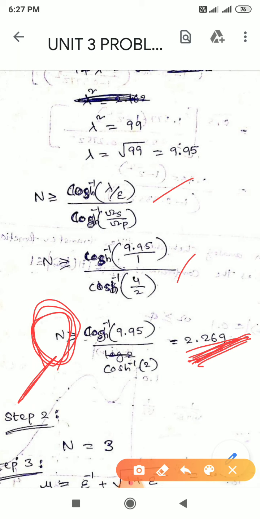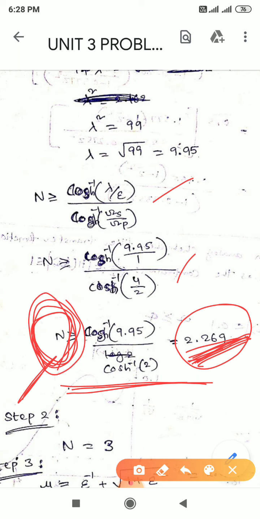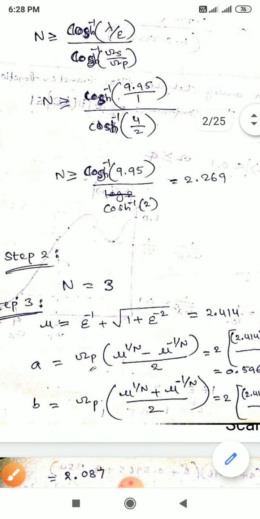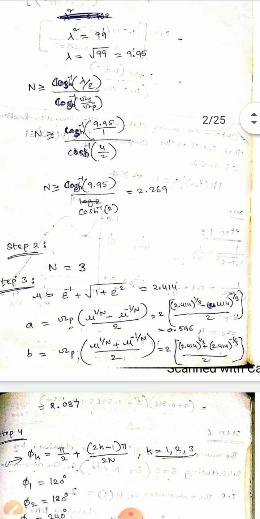In the next step we are rounding it to the next integer value. The second step is rounding the order of the filter to the next integer value. We obtained 2.269, but N is an integer, so we round this to the next integer, which is 3. Capital N is equal to 3. After determining the order of the filter, we are determining what?